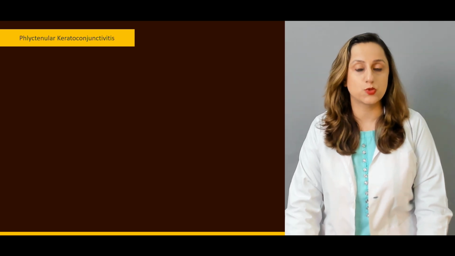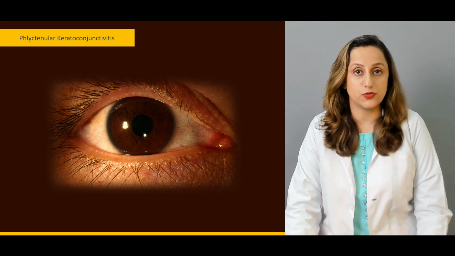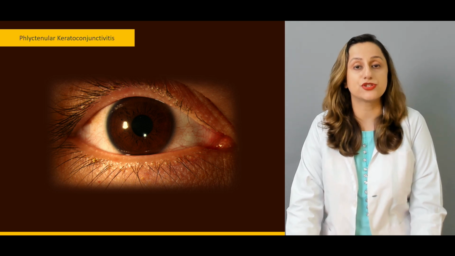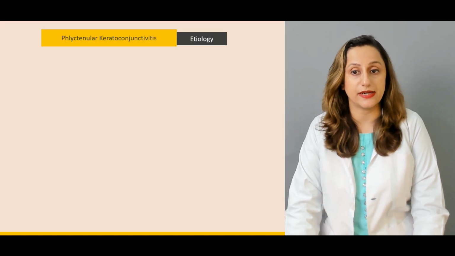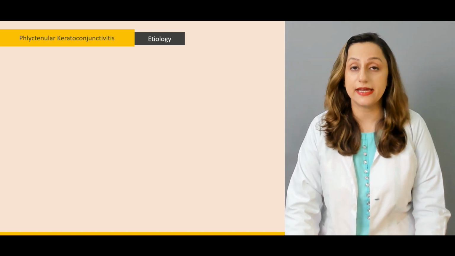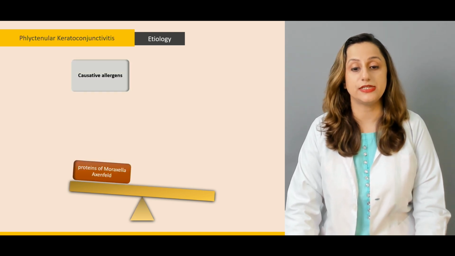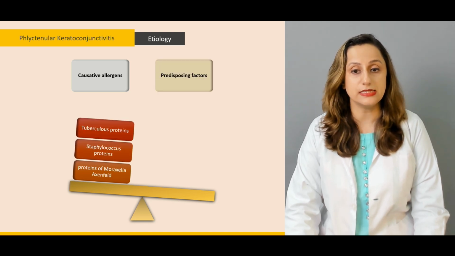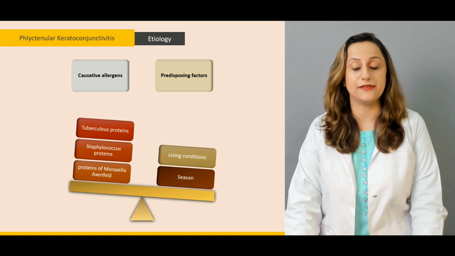Phlyctenular conjunctivitis is one of the varieties which is due to the innate antibodies of the individual. It's basically more prevalent in patients who are malnourished and underweight, and they're more prone to the development of this kind of keratoconjunctivitis. The etiology behind phlyctenular keratoconjunctivitis: the causative allergens are the proteins of Moraxella axenfeld, Staphylococcus proteins, and tuberculous proteins. The predisposing factors would be the season as well as the living conditions.